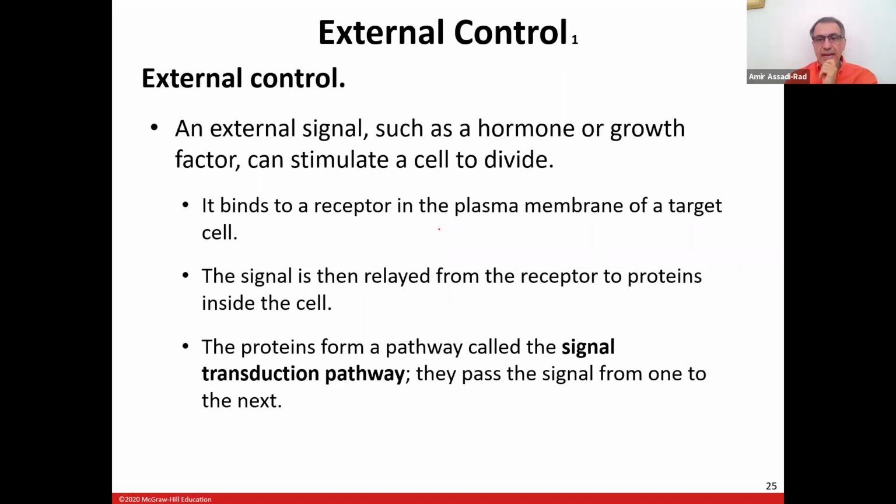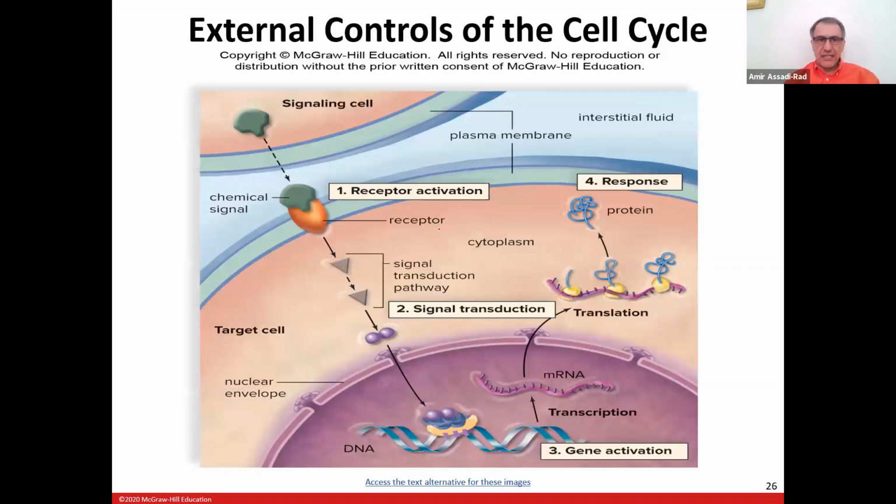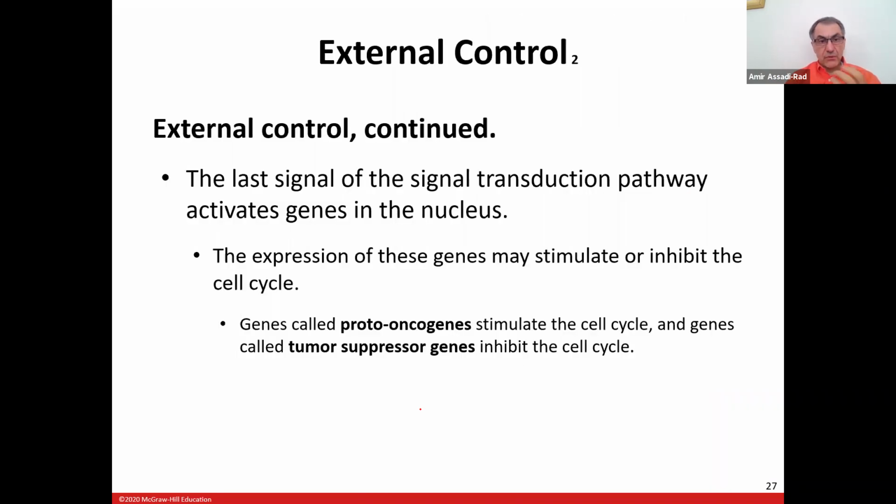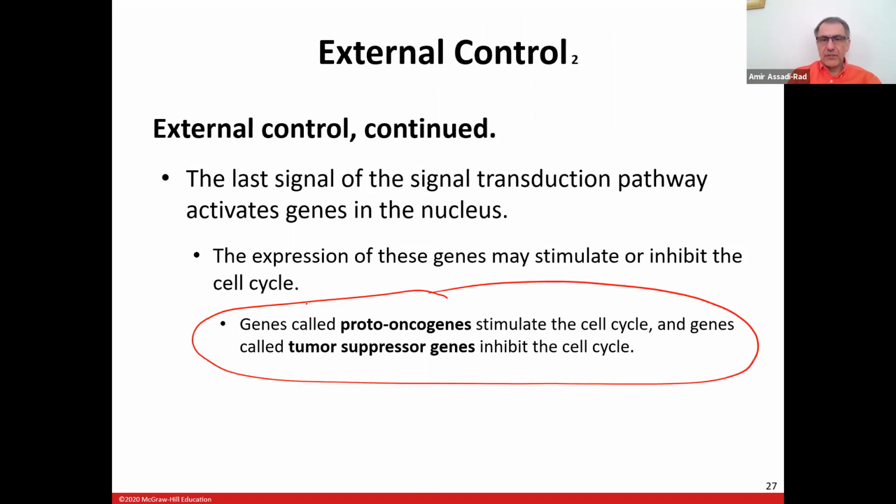External controls, what happens? External signals come from a signal transduction pathway. Here it is, the adjacent cells send a signal right here and tell the cells to stop growing, and this is the sequence of events that occurs. External controls discontinue. Very important. When we get to the cancer chapter, this will come back to these terminologies. Might as well get to know it a little bit here right now. The expression of these genes may stimulate or inhibit the cell cycle.